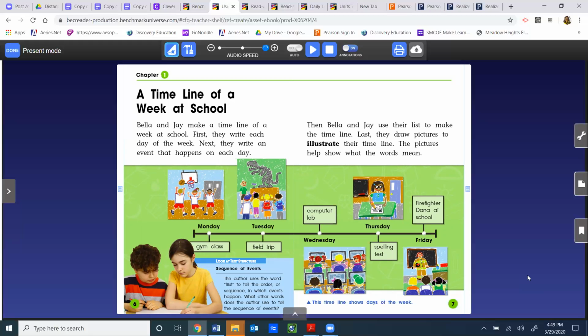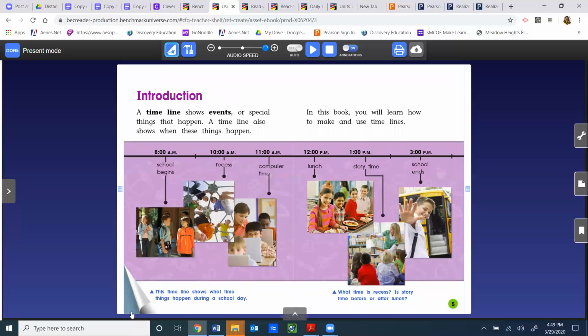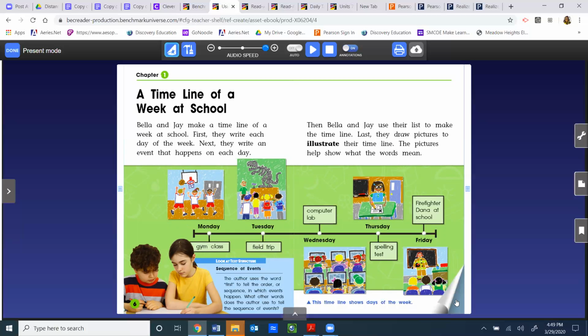The pictures help show what the words mean. Let's go down to the photographs and illustrations. Instead of using times, like this timeline used, they're using days of the week. So they used Monday, Tuesday, Wednesday, Thursday, and Friday. So Monday, they drew an illustration of gym class.